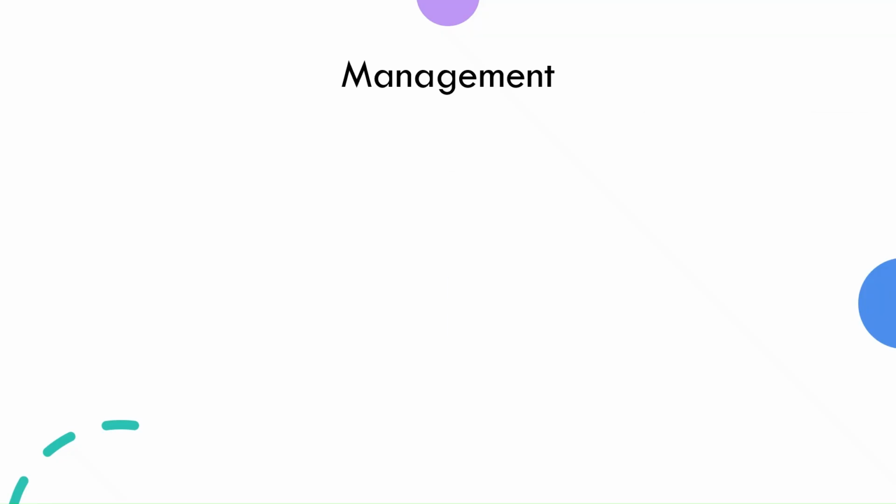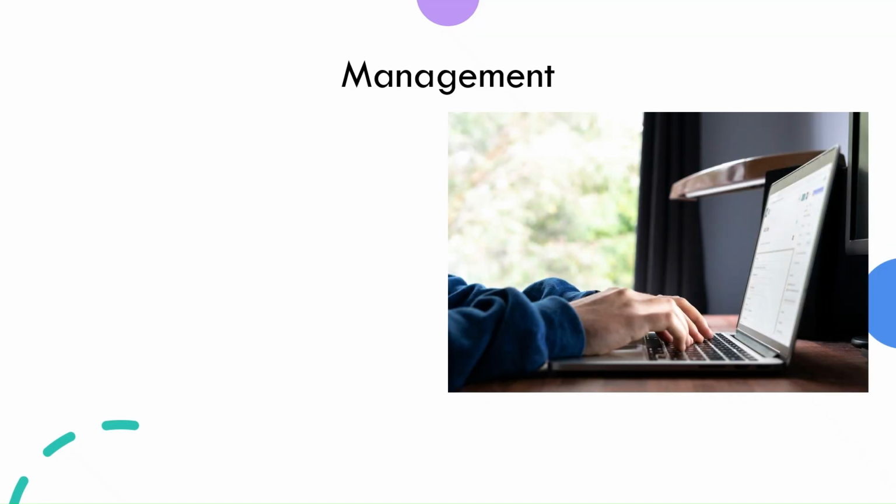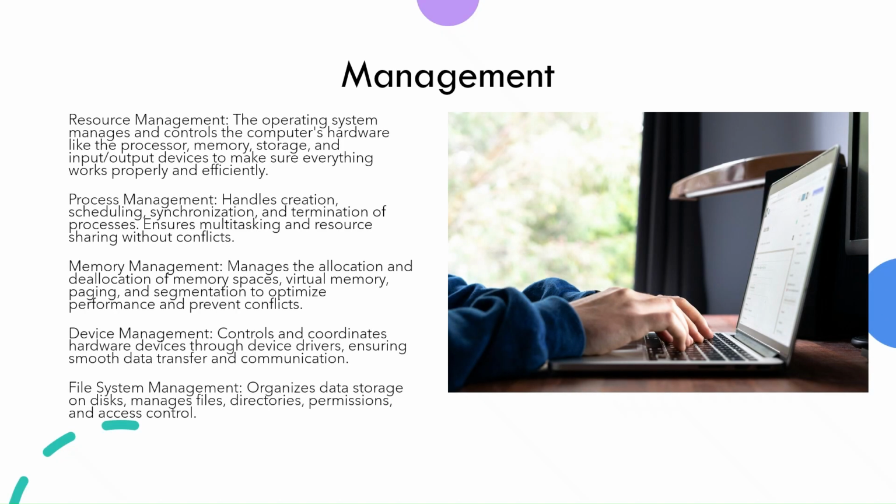Management. Operating systems help manage a computer's hardware like the CPU, memory, and storage. They create and organize tasks called processes so that many can run at once without problems. They also handle memory to keep things running smoothly, control hardware devices to send and receive data, and organize files and folders so everything is easy to find and secure.